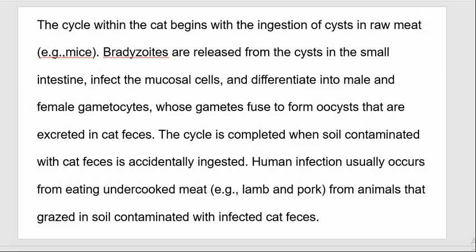The cycle is completed when soil contaminated with cat feces is accidentally ingested. A human infection usually occurs from eating undercooked meat, for example lamb and pork, or from animals that grazed in soil contaminated with infected cat feces.